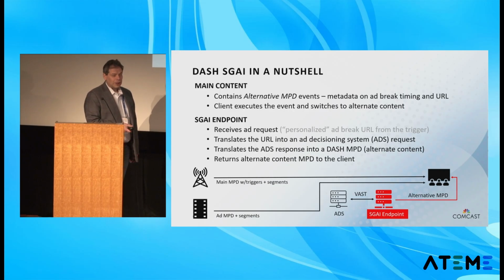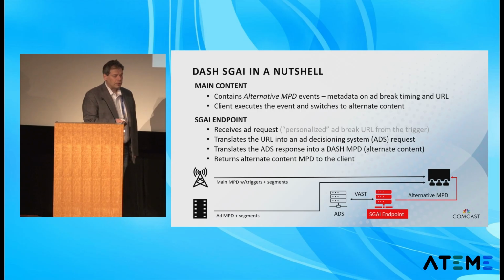So in a nutshell, a very simplified version of the same diagram you've seen. We have, in Dash terms, main content that contains alternative MPD events, and this can be roughly described as metadata on ad break timing and URL. So you may ask, why not use SCTE-35? The problem is SCTE-35 is perfect for describing that opportunity, but it's not interoperable. You don't know what to do about it in a generic way, and this is what alternative MPD events fix.